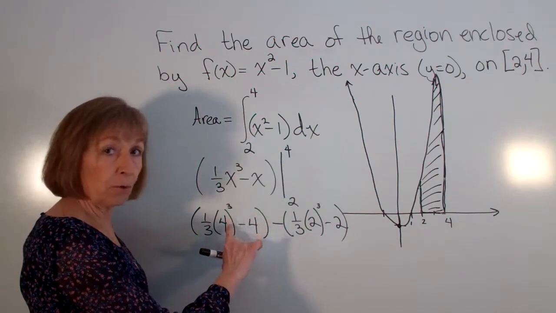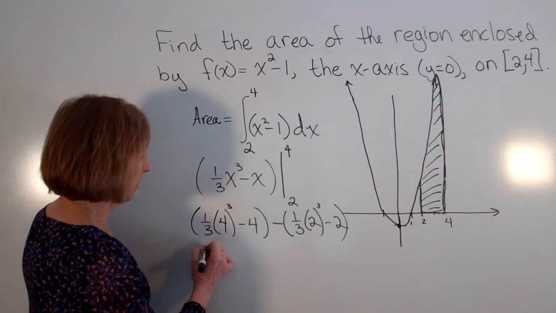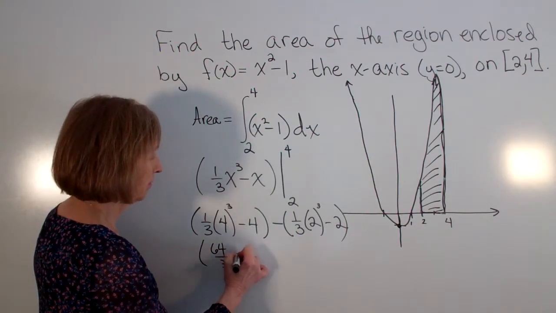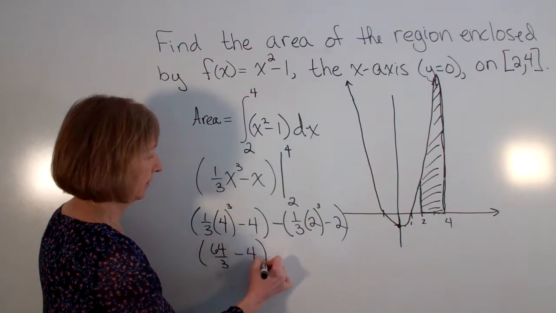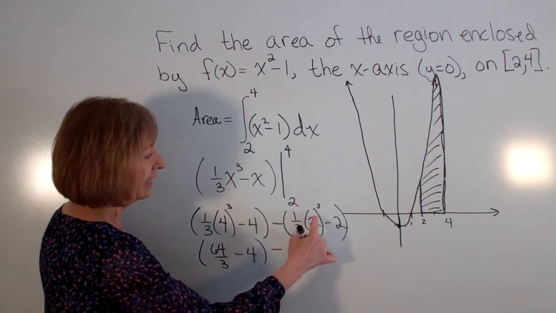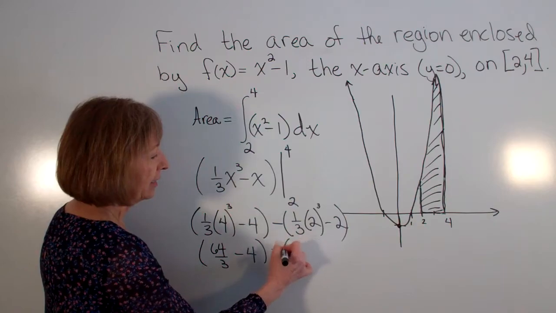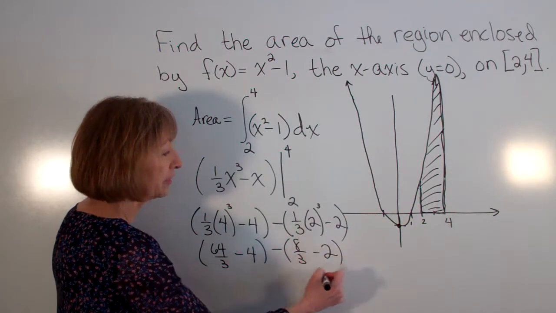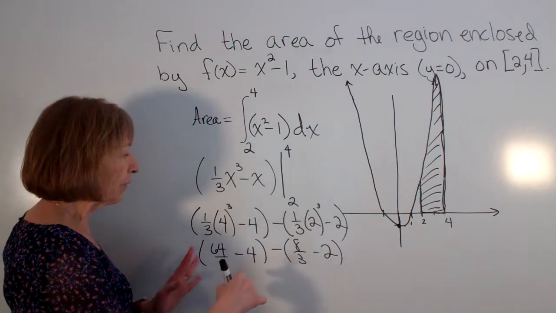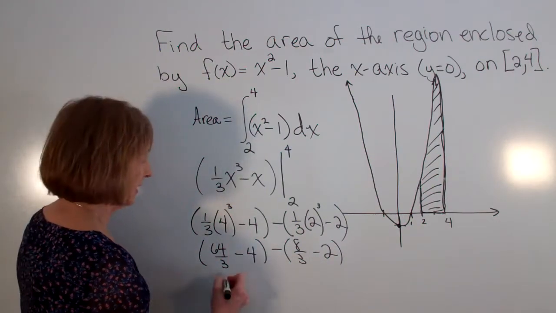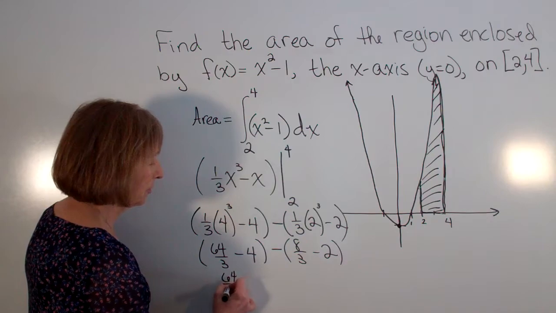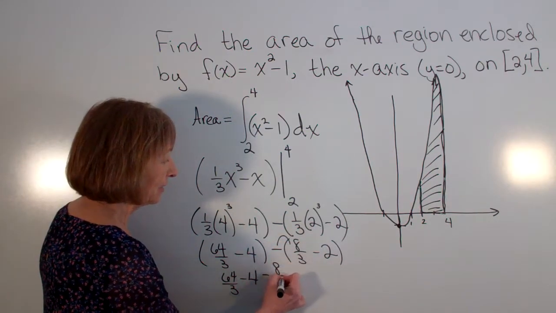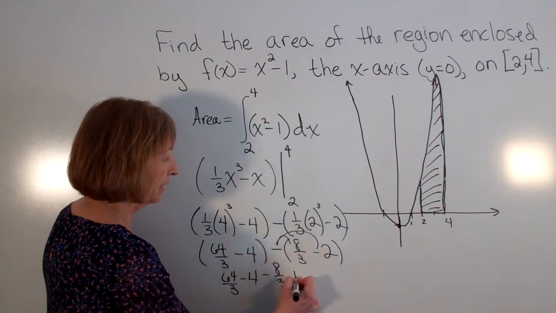And then my 4 cubed is 64. So I have 64/3 minus 4. And that's minus, and 2 cubed is 8. So that's 8/3 minus 2, still in the parentheses. Now I'm going to distribute, remove my parentheses. I have 64/3 minus 4 minus 8/3 plus 2.